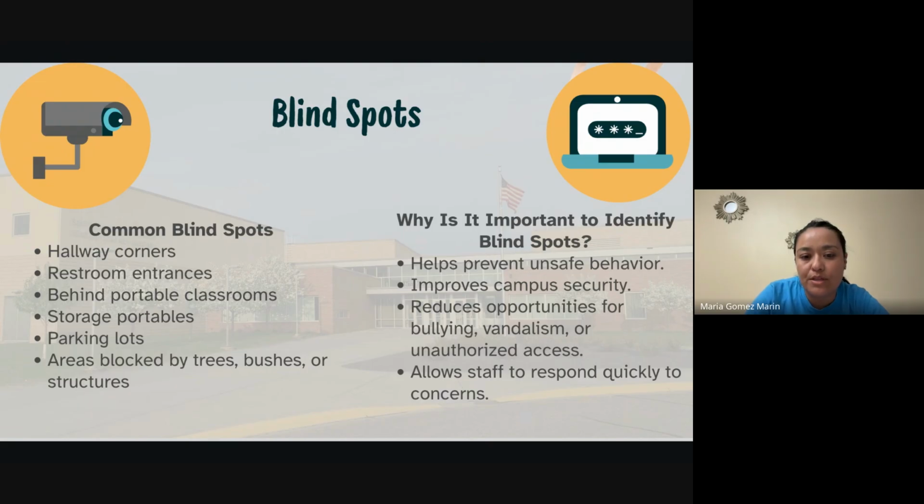Why is it important to identify these blind spots? It will help prevent unsafe behavior, improve campus safety, and reduce the opportunities for bullying, vandalism, or unauthorized access. It also allows staff to respond quickly to concerns.